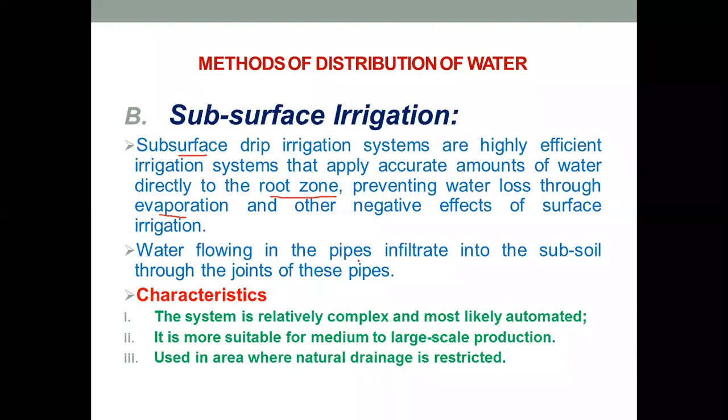Next, water flowing in the pipes infiltrates into the subsoil through the joints of the pipe. And some characteristics: this system is relatively complex and most likely automated. The system is complex because we have to know the depth at which we have to lay our pipes. We cannot just dig a hole and start laying pipe.